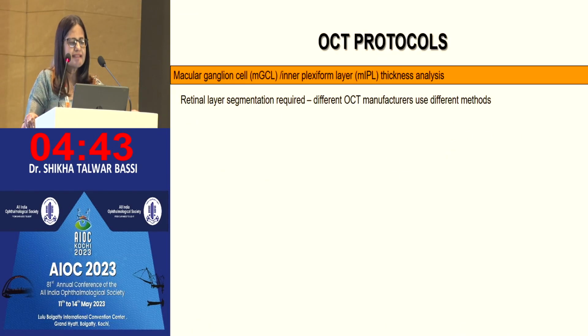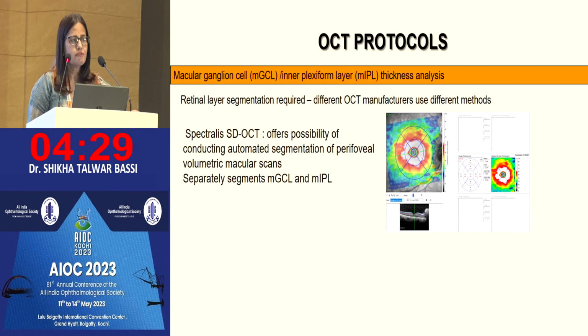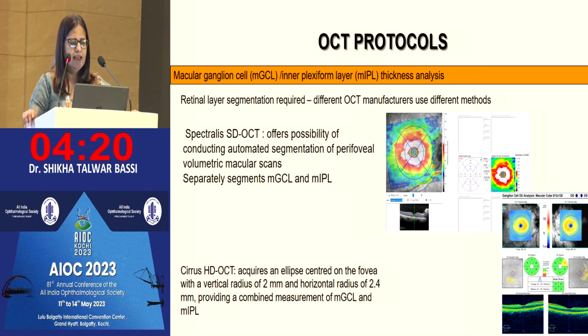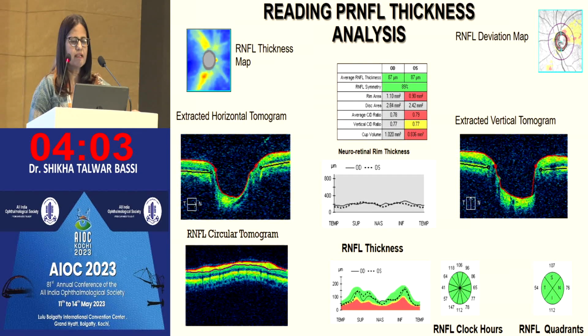Now, the next thing, as I said, was the macular ganglion cell inner plexiform layer thickness analysis. Here, retinal layer segmentation is required if you want to look at these layers, so the machine should have the capacity to do that. Spectralis can give us separate thickness of the GCL and IPL, whereas in Cirrus it comes together. In Spectralis, a circular section is taken, whereas in the Cirrus machine, an ellipse centered around the fovea gives us the thickness in this area. Again, averages in 6 sectors are given and compared with the normative data.